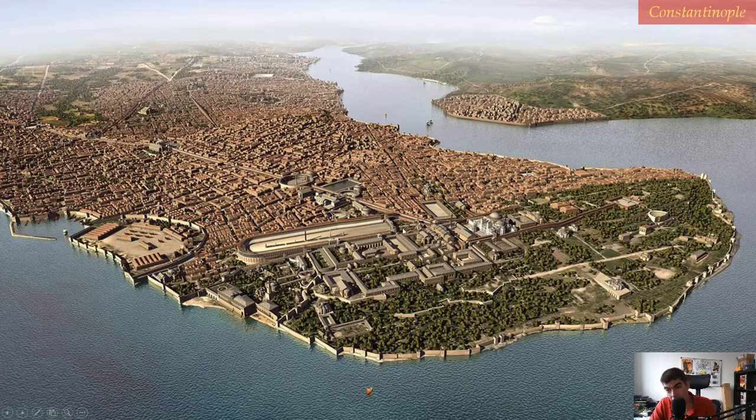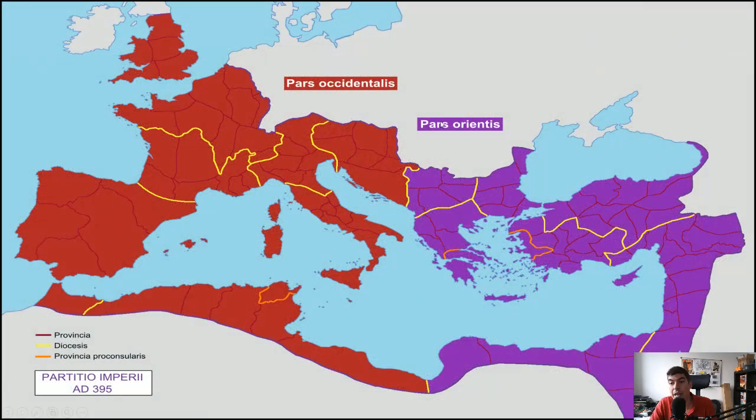This is Constantinople, how it would look like, this very, very big city. And this is the division of the Roman Empire. Pars Occidentalis, Pars Orientis. Constantinople is here and Rome is here. The red part is the Western Roman Empire and the purple part is the Eastern Roman Empire.